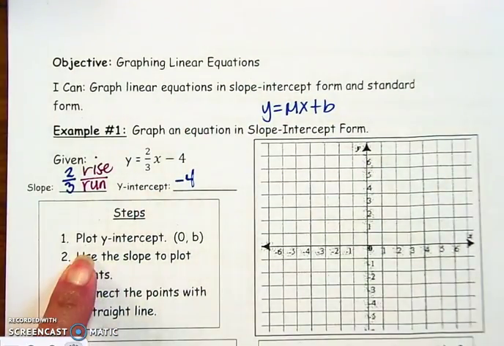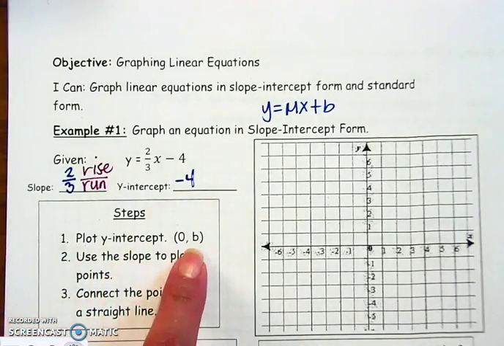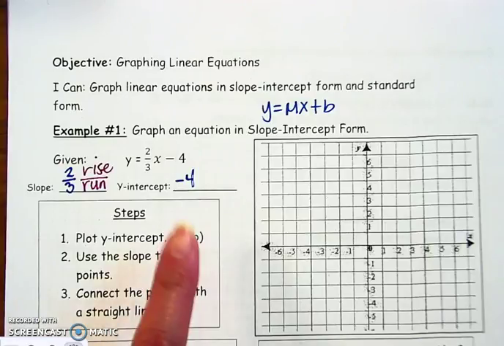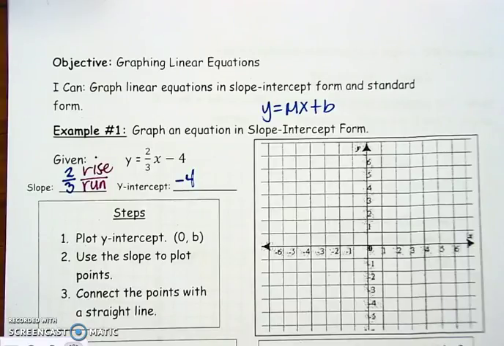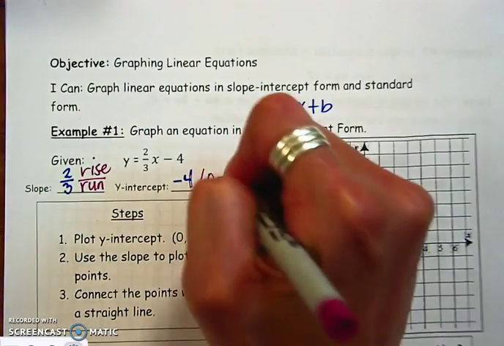So if we look at step 1, it tells us to plot the y-intercept, and they want us to plot it as an ordered pair. Our ordered pair for the y-intercept is (0, b). So if I were to write the y-intercept for this equation, I would write it as (0, -4).